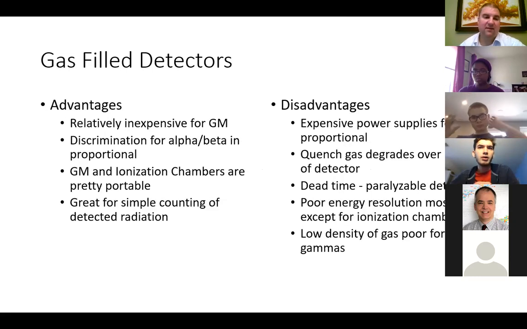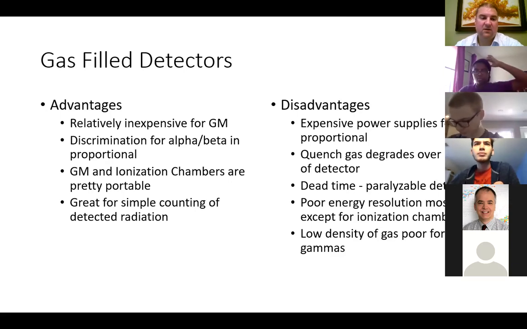So when we think about gas-filled detectors, they've got advantages and disadvantages. One of the advantages of gas-filled detectors is that they're pretty inexpensive, especially for Geiger counters. You can discriminate between alpha and beta radiation if you have a proportional counter. Geiger counters and ionization chambers are pretty portable, so you can take them with you, not proportional counters so much. And gas-filled detectors are great just for counting detected radiation.